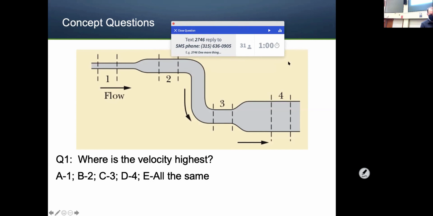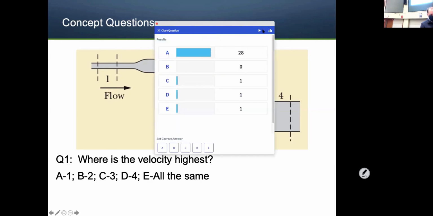Oh, now they tell me the text number. This has gotten kind of weird. All right, let's take a look at the results. Hey, okay, great.